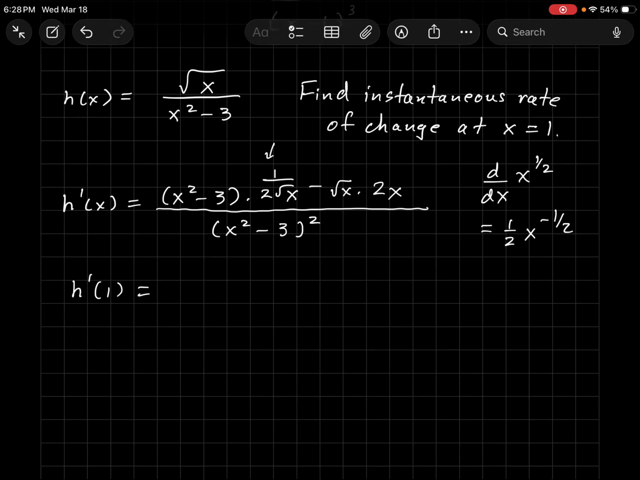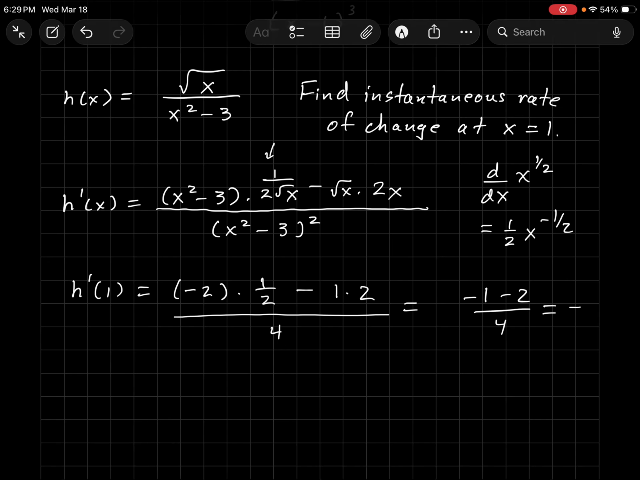I get 1 squared minus 3, or negative 2. Then we get 1 over 2 minus 1 times 2. And then 1 squared minus 3, so negative 2 all squared gives us 4. Let's see if we can simplify this a little bit more. We get negative 1 minus 2 over 4, or negative 3/4.